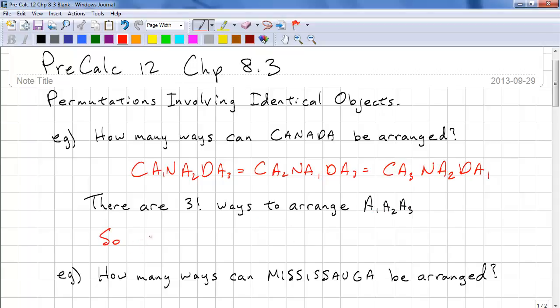So our answer is 6 factorial over 3 factorial, which is 720 over 6, and that's 120 ways. So however we arrange all 6 letters, we have to take into account that it doesn't matter how we arrange the A's, we just need to divide by 6.